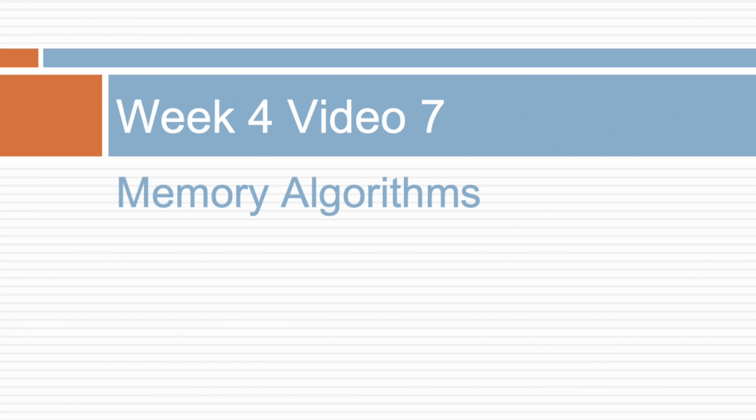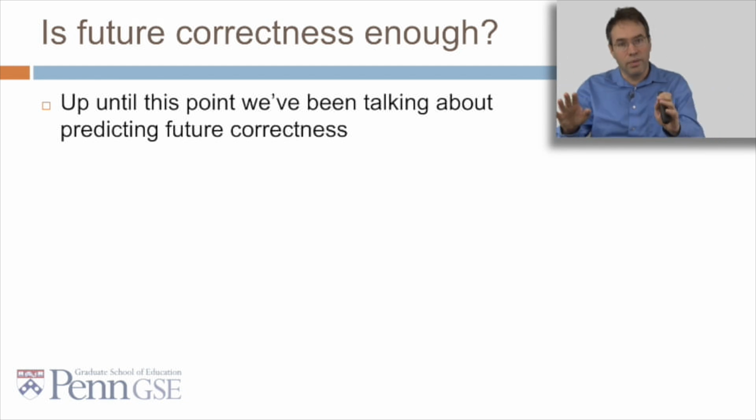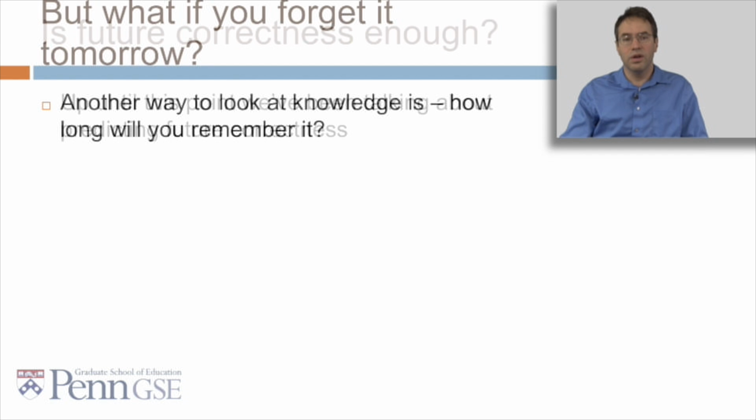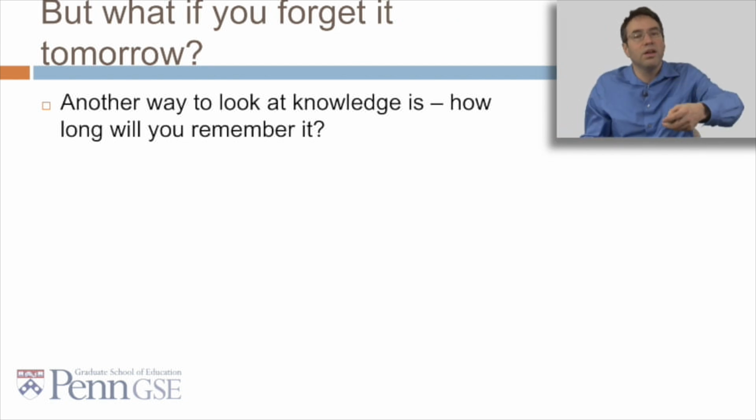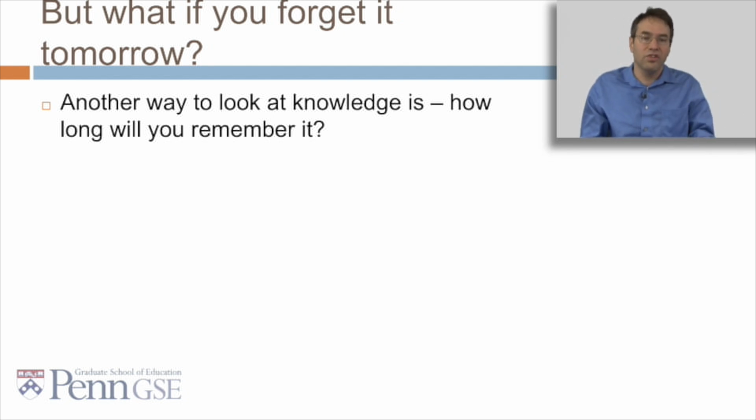Today we're going to wrap up our week on knowledge inference with a discussion of memory algorithms. Up until this point, we've been talking about predicting future correctness. But is future correctness enough? What if you forget about it tomorrow? What if you know it today and you can show it again in 5 minutes, but tomorrow you'll never remember it anymore? So another way to look at knowledge is, how long are you going to remember it?